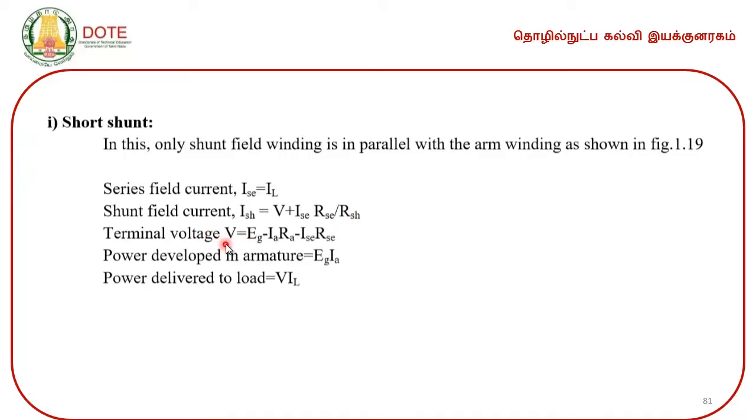The terminal voltage expression is given by V is equal to EG minus IA RA minus ISE RSE. The power developed in the armature is the same as that of the previous one, which is EG IA, and the power delivered to the load is equal to the terminal voltage into the load current.